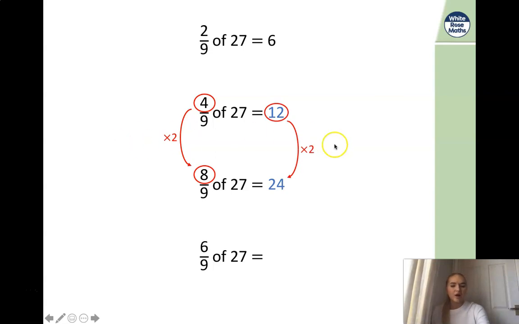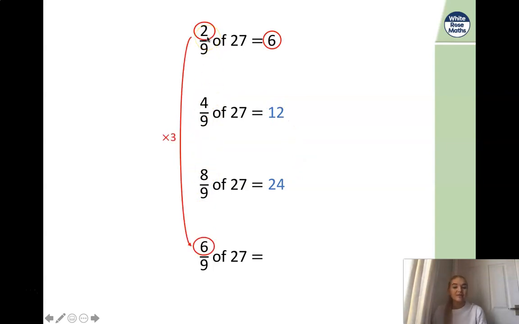But this time we can't use the number 8 to get to 6. And we can't use the number 4 to get to 6. But we can use 2 to get to 6. And we would be timesing by 3. So that means we need to multiply 6 by 3, giving us 18.